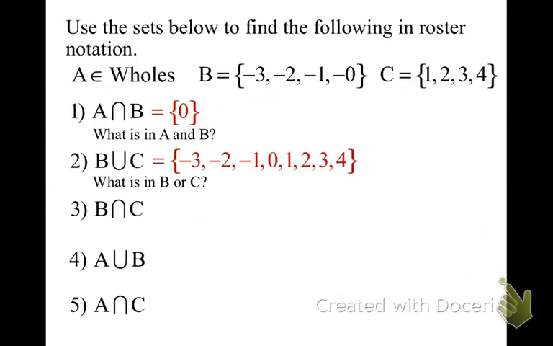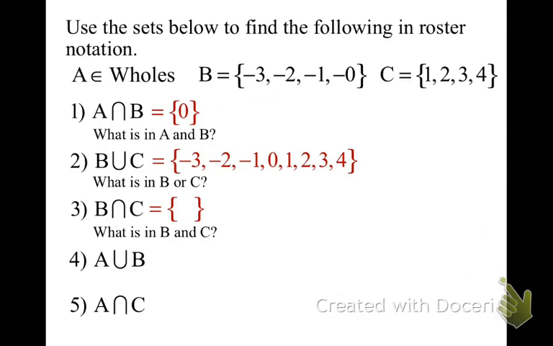All right, so what is in B or C? It's a union. B intersecting C, what do they have in common? Is there anything in common? It's all negative numbers in B and a 0, and all positive numbers in C. So this is what we would call our empty set. There's nothing there in common.